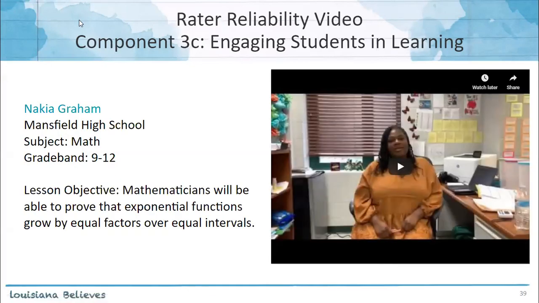A huge thank you to Nakia Graham for her contributions to this training. Let's take a look at her all-girls algebra class at Mansfield High School, in which her mathematicians will be able to prove that exponential functions grow by equal factors over equal intervals.